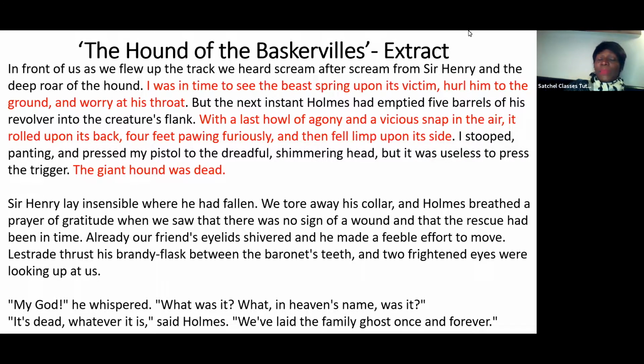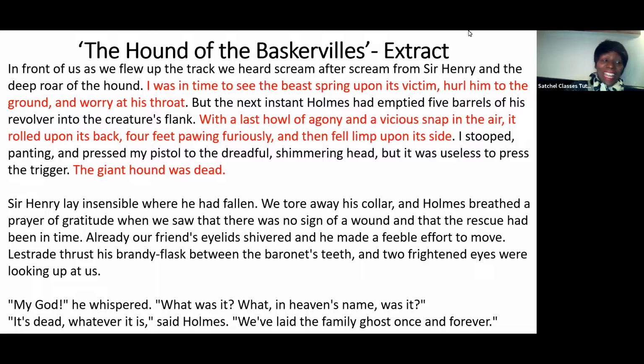Sir Henry lay insensible where he'd fallen. We tore away his collar, and Holmes breathed a prayer of gratitude when we saw that there was no sign of a wound, and that the rescue had been in time. Already our friend's eyelids shivered, and he made a feeble effort to move. Lestrade thrust his brandy flask between the baronet's teeth, and two frightened eyes were looking up at us. "My God," he whispered. "What was that? What in heaven's name was that?" "It's dead, whatever it is," said Holmes. "We've laid the family ghost once and forever."